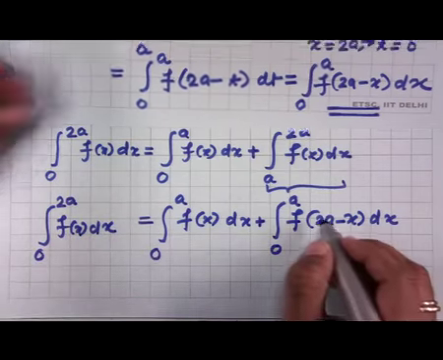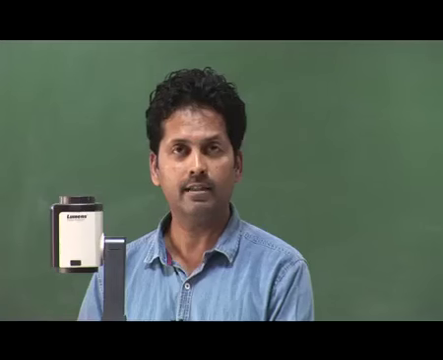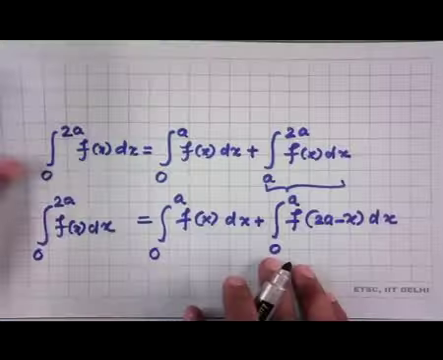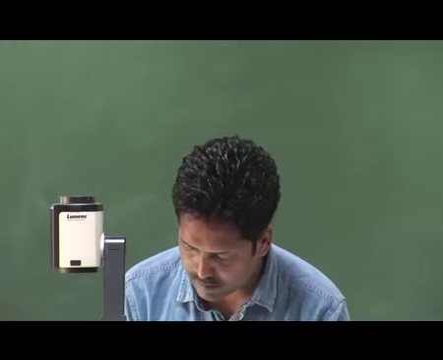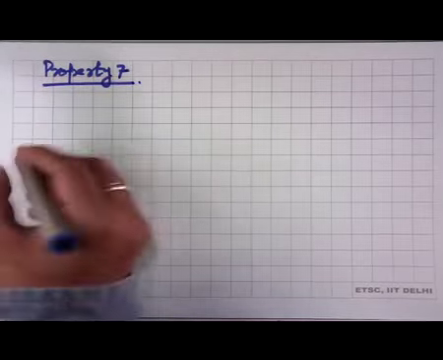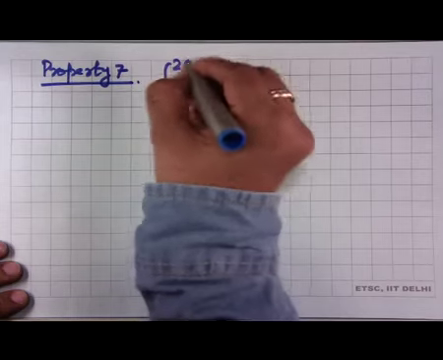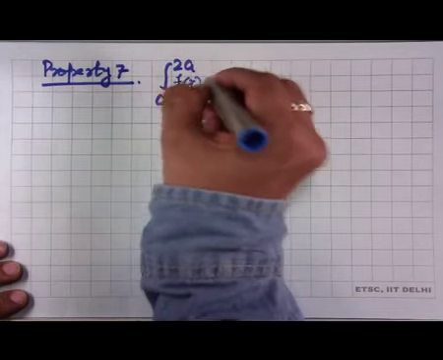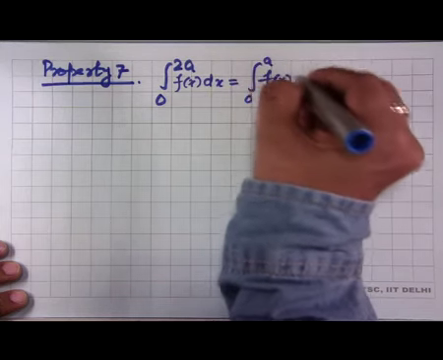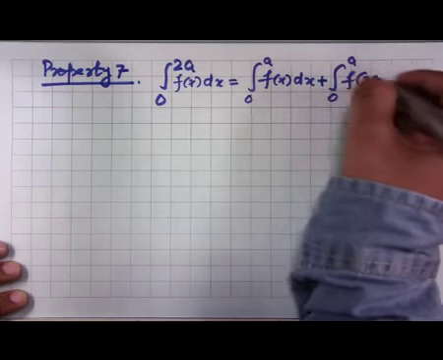This is your property 6. Let us deduce another property from this formula, that is property 7. As we have seen, the integral from 0 to 2a of f(x) dx is equal to the integral from 0 to a of f(x) dx plus the integral from 0 to a of f(2a minus x) dx.